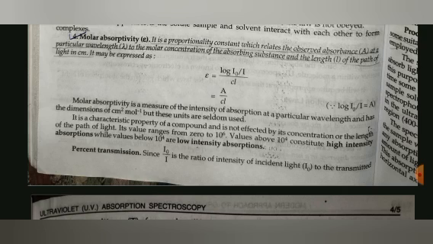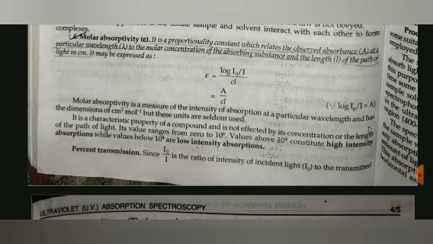It is a characteristic property of a compound and it is not affected by its concentration or the length of path of the light. Its value ranges from 0 to 10 to the power 6. Values above 10 to the power 4 constitute high intensity absorption, while values below 10 to the power 4 are low intensity absorption.